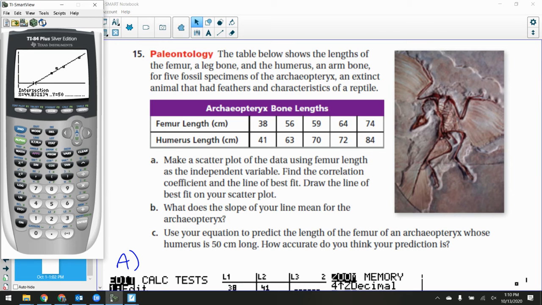44.832. So that's saying that if I somehow found a humerus with no femur bone, I could predict that the femur would be 44.83 centimeters. If the humerus was 50 centimeters, the femur should be about 44.83 centimeters. That's pretty precise. Somewhere around there, give or take a little bit.